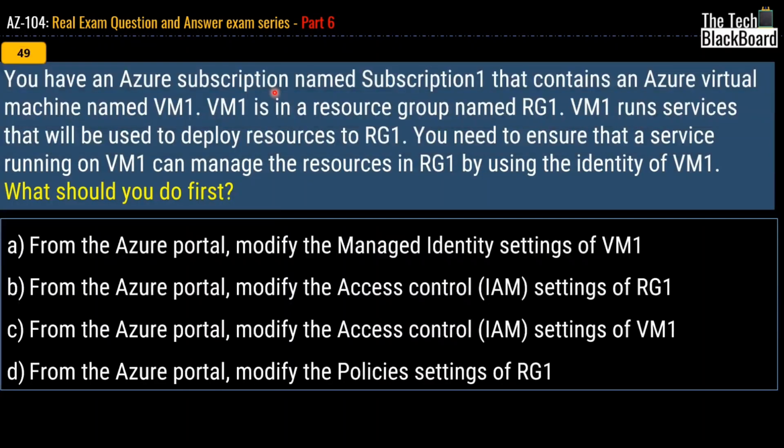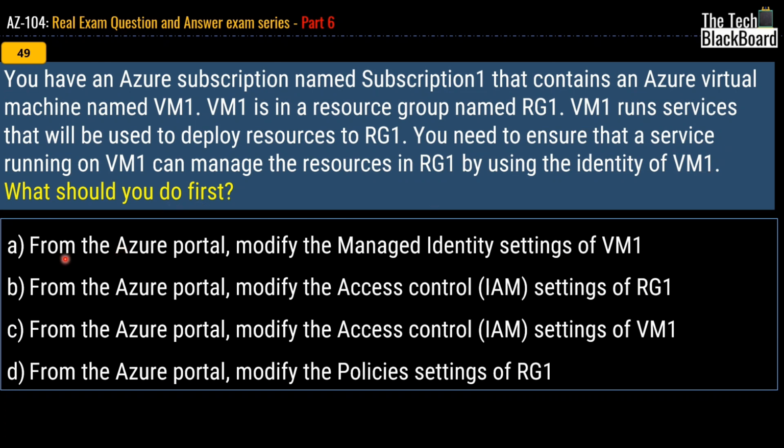Now let's move to question number 49. It says that you have an Azure subscription named Subscription 1 that contains an Azure virtual machine named VM1. Now VM1 is in a resource group named RG1. VM1 runs services that will be used to deploy resources to RG1. So you need to ensure that a service running on VM1 can manage resources in RG1 by using the identity of VM1. What should you do first?